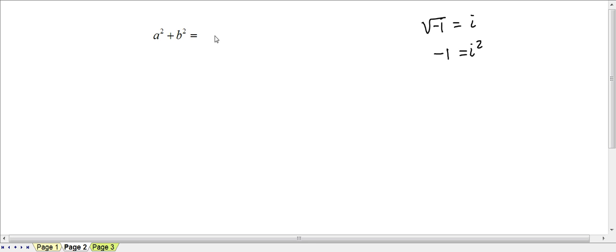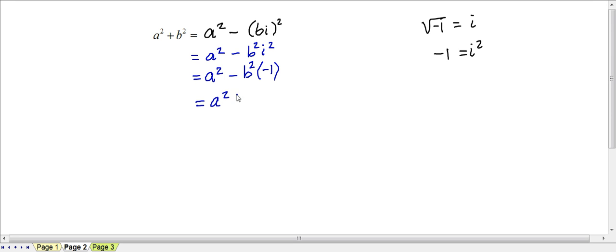Using this idea, we can rewrite this a squared plus b squared as a difference of squares in the following way. We can say a squared minus bi squared, which is actually equivalent to a squared plus b squared. Let's go ahead and multiply it out and show that that is the case. We have a squared, and we square bi, and we get a squared minus b squared i squared. Now i squared is equivalent to negative 1, so we have a squared minus b squared times a negative 1, which indeed does give us a squared plus b squared. So we can see that a squared plus b squared is equivalent to a squared minus bi squared.